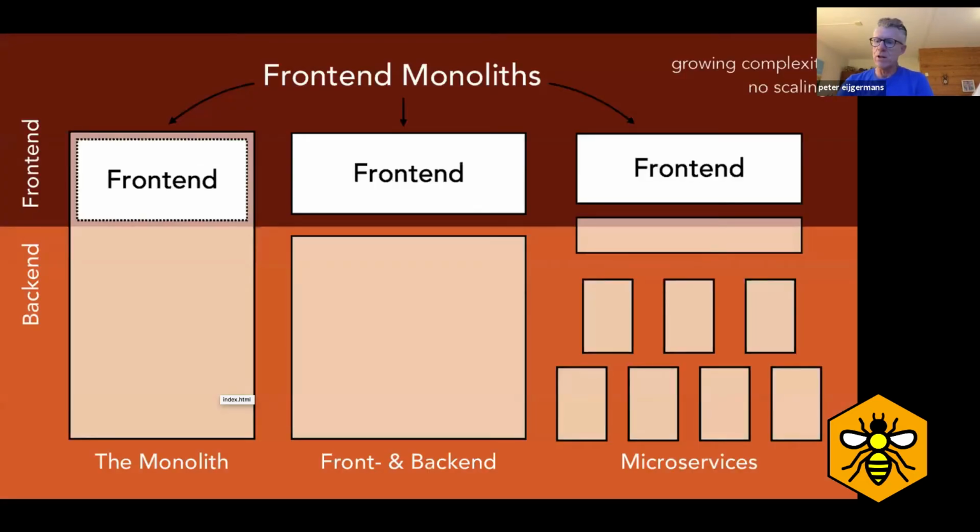So what have I explained now? We started with the monolith. And there I split it up in front-end and back-end applications. And then in the third way, we chose microservices, but still we have a front-end monolith.